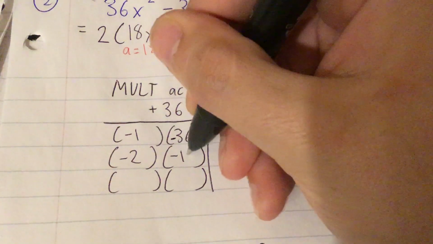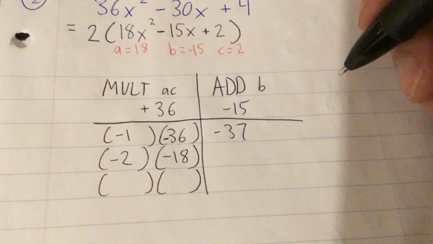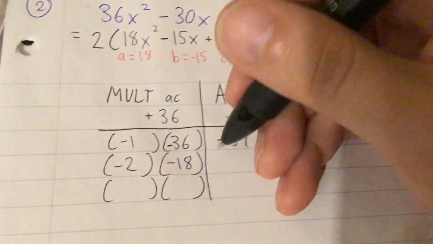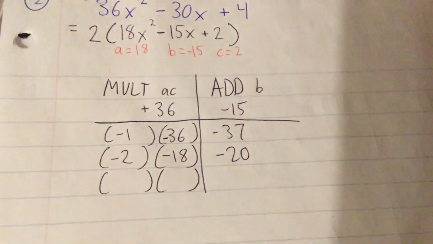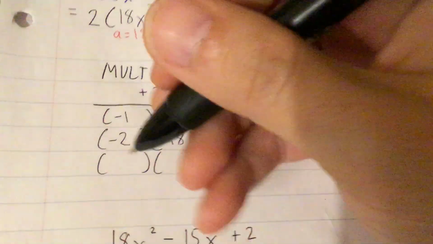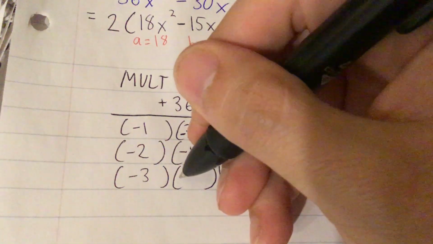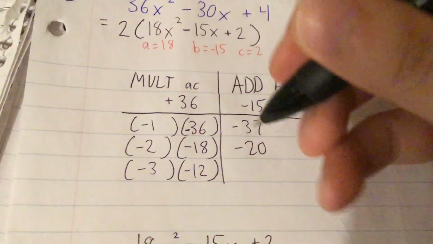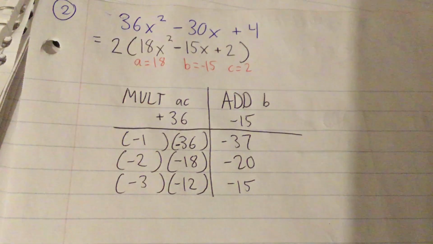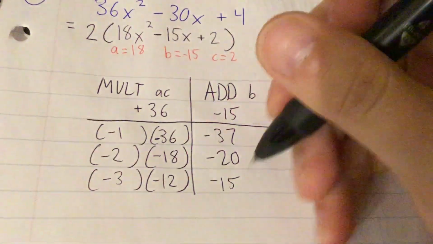Let's try 2. Specifically, negative 2 and negative 18. Negative 2 times negative 18 is positive 36. Negative 2 plus negative 18 is negative 20. All right. Negative 3 goes in there. Yeah, negative 3 and negative 12. They multiply to positive 36, but they add to, hey, negative 15. We have a winner.